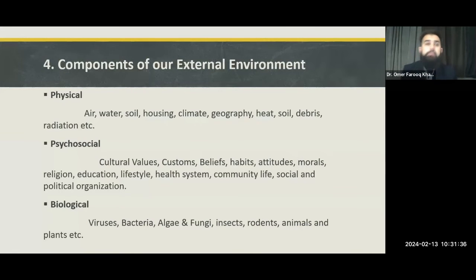And then there are communities where having a sedentary lifestyle is the norm, where people do not like to play much, where eating sugar or dairy products is the norm, and these kinds of countries have a very high rate of diabetes as well, and a very high rate of obesity as well. So lifestyles and education play a crucial role in our external environment. And then the health system. The health system dictates what kind of mortality rate is running in the community. The average age of any country is depicted by the quality of the health system. Then there is community life, and then there is the social and political organization of any country or any region.